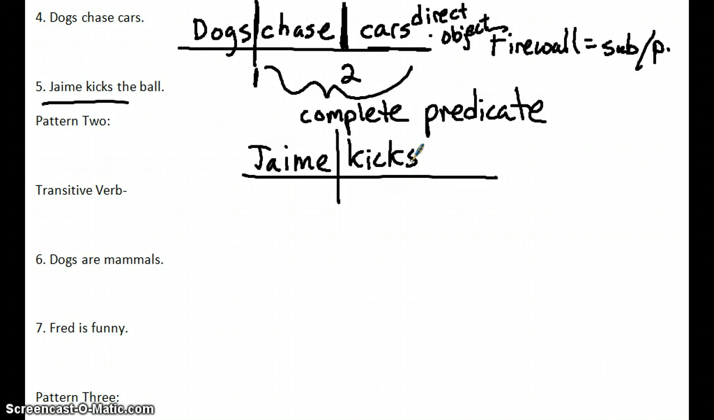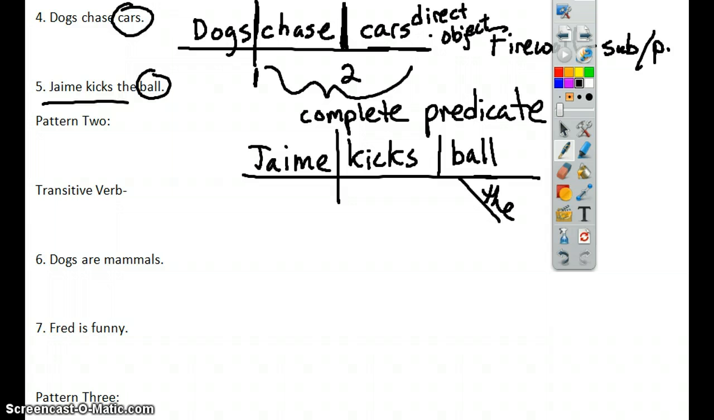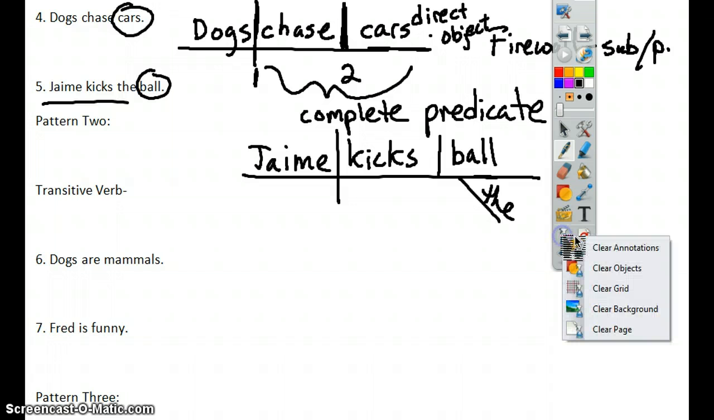What do they kick? Ball. There's a transfer of action from the subject, Jamie, to the ball being kicked. And we're going to put the on a slanted line under ball. And I'll explain that a little bit later in a different video. This is the second sentence pattern. Unlike the first one, it's adding this element of a direct object. Okay? Let's take a look at that, and we'll write down the second pattern.